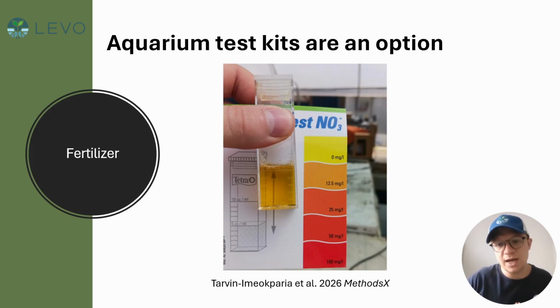And so these tests, there's several different brands that are available, but they're designed for use in home aquariums. And they worked really well in our trials to measure nitrate concentrations in our systems. And I have an example pictured here from the paper that we recently published in the journal Methods X. And so we now use these test kits to specifically test and check our nitrate levels in our systems, and that's going to allow us to get better and better at actually timing the calcium nitrate additions.